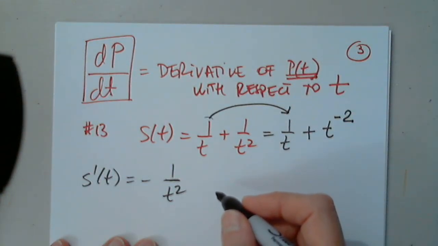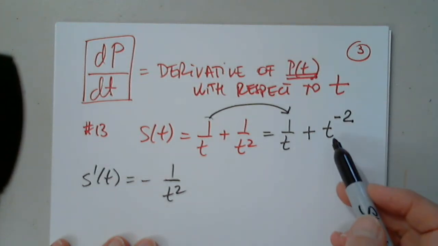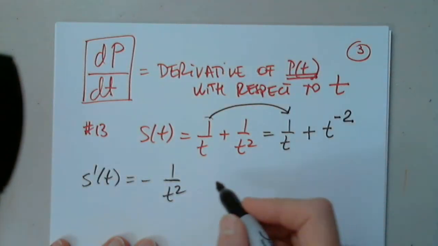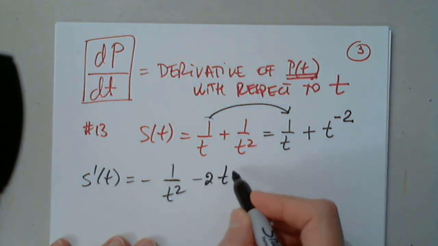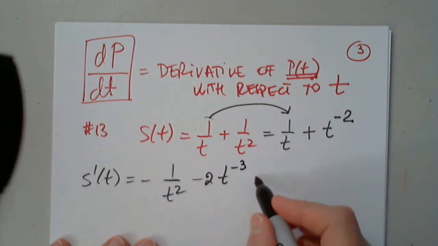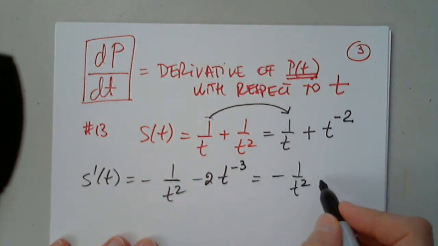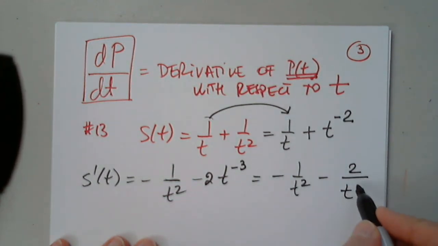Anyone? No one wants to differentiate t to -2? -2 times t to the -3. Excellent. So -1 over t squared minus 2 over t to the third.